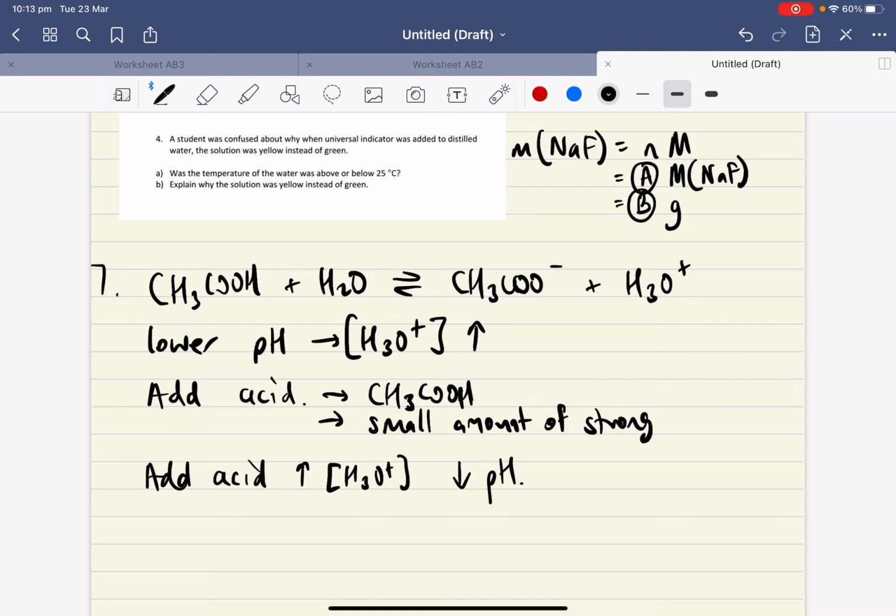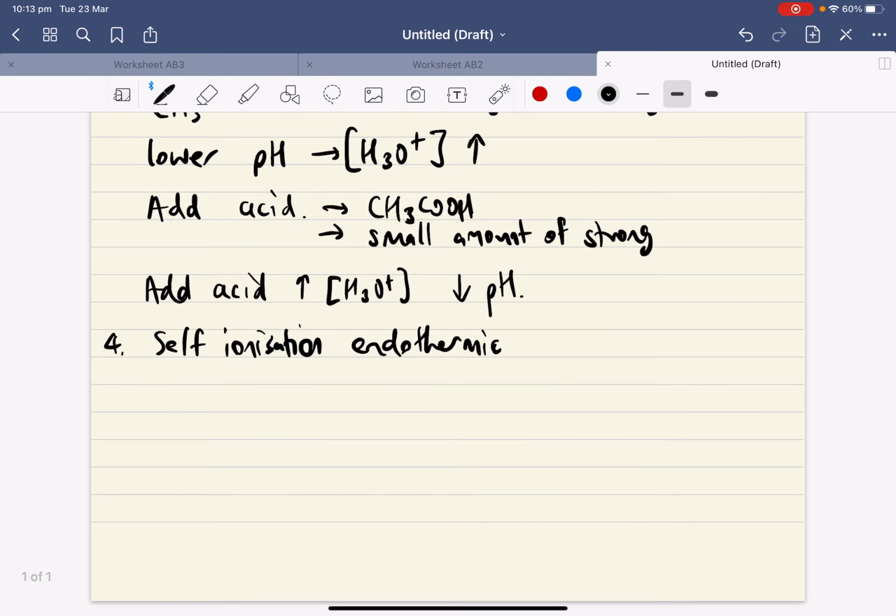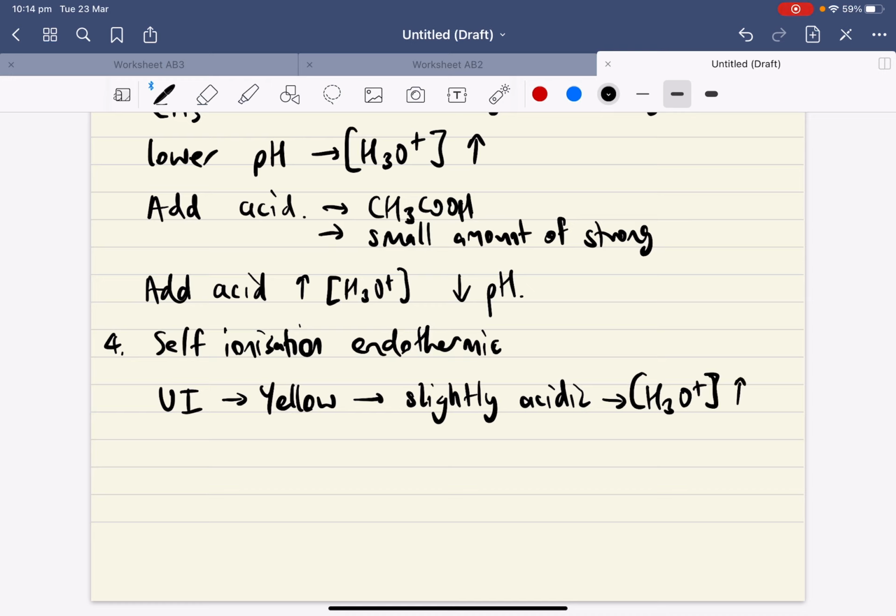All right, then number 4: a student is confused about why universal indicator added to distilled water made the solution yellow instead of green. So what we need to remember is that the self-ionization of water is endothermic. Pure water turning yellow means it's slightly acidic, which means the H3O plus concentration is slightly higher than 1 times 10 to the negative 7, which would make it green.